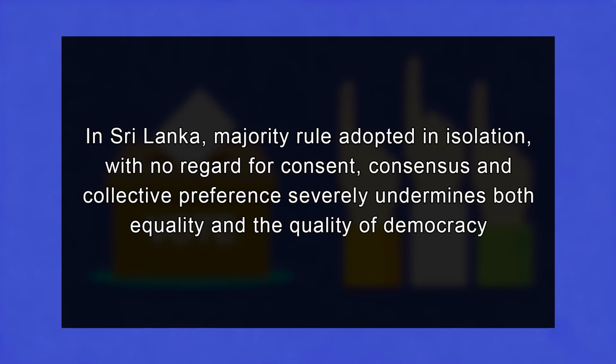Majority rule, then, while being an identifiable component of democracy, cannot be a lone guarantor of peaceful democratic governance. Rather, it can function as an element that breeds communal disharmony and eventually violence. In Sri Lanka, majority rule adopted in isolation, with no regard for consent, consciousness and collective preference, severely undermines both equality and quality of democracy. Sri Lanka is a primary example of how majoritarianism only increases social polarization, leading to more chaos and violence than the country can afford.